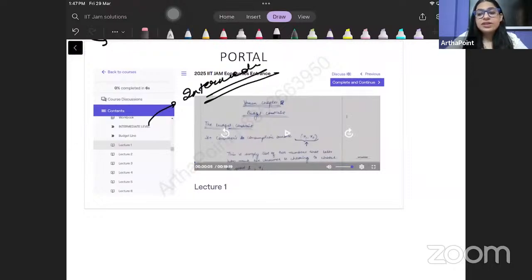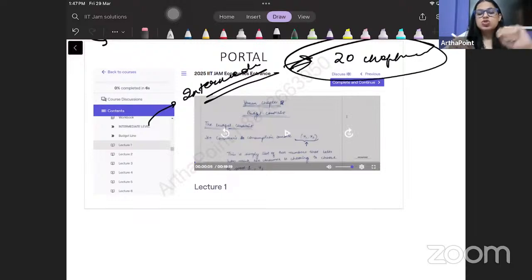And within the intermediate level, you can see more than 20 chapters under intermediate economics. You will be able to see all possible topics: budget line, choice, revealed preference, Slutsky, etc. All the possible variant topics, you will be going ahead and looking at all of those as part of the intermediate level. So within the intermediate level, as you can see, the first topic is budget line.